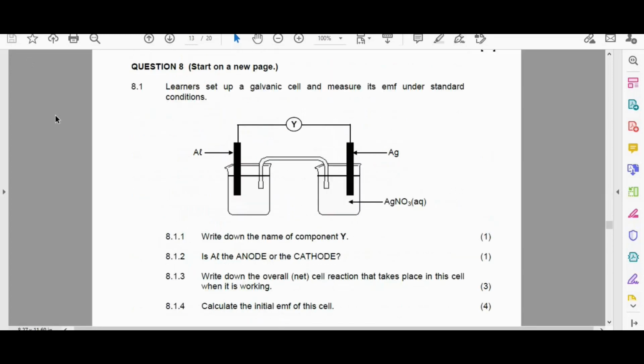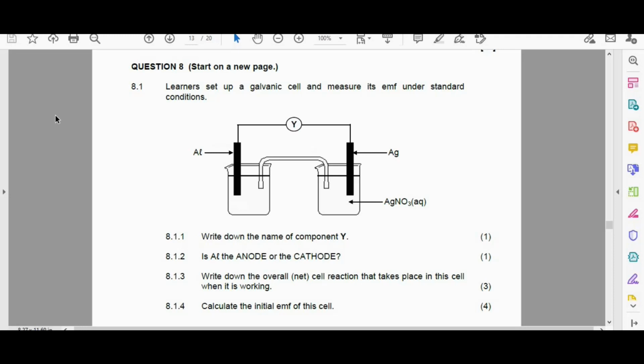Question 8. This is a typical galvanic cell that we see here. Okay, I'm just going to get my standard table of reductions open, as I know I'm going to need to use it. And first question: learners set up a galvanic cell to measure its EMF under standard conditions. Now, what do we mean when we talk about standard conditions? Okay, there's 3 conditions that are standard for the galvanic cell to be tested and executed correctly. Okay, we won't talk about them yet because I think that's a question later on.